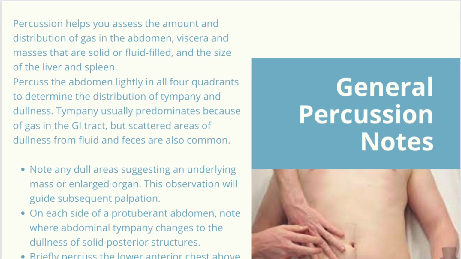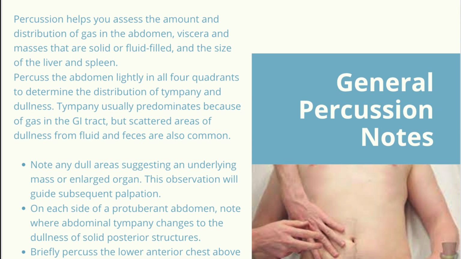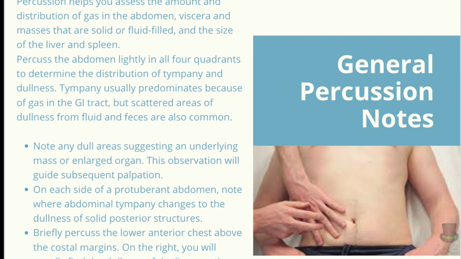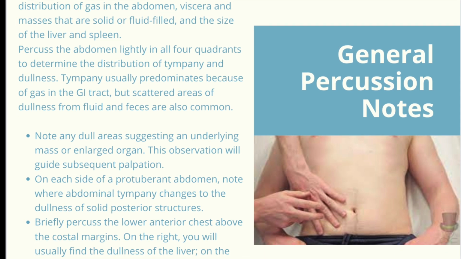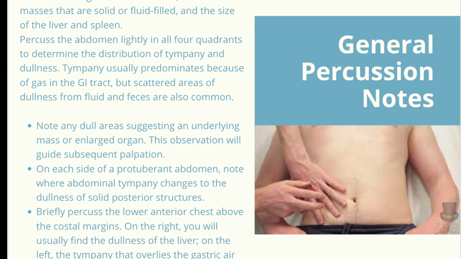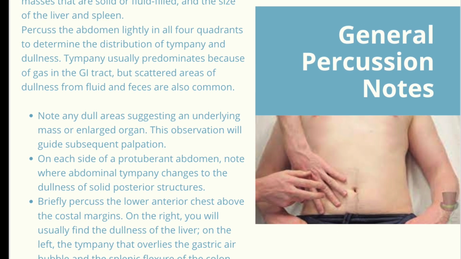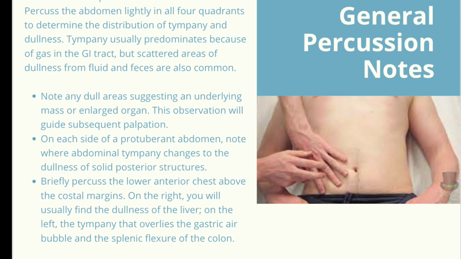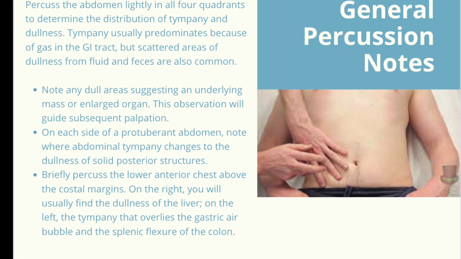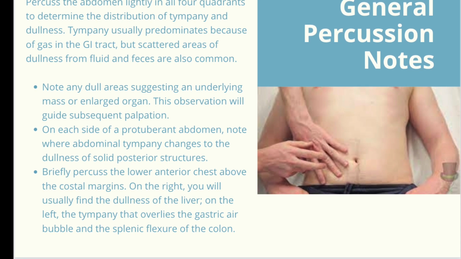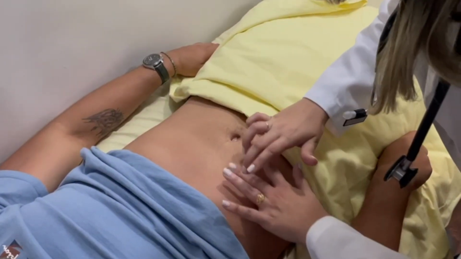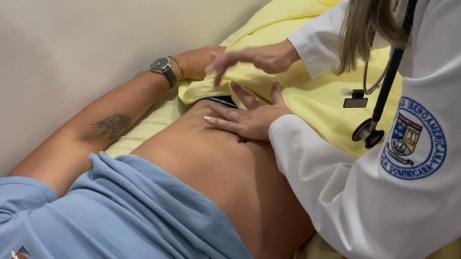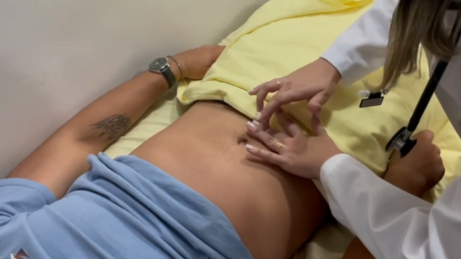When doing percussion of the abdomen, it's important to assess the amount and distribution of gas in the abdomen, viscera, masses that are solid or fluid filled, and the size of the liver and spleen. Tympanic sounds usually predominate because of gas in the GI tract, but scattered areas of dullness from fluid and feces are also common. There is no dull area suggesting an underlying mass or enlarged organ, in this case the liver, and this observation will guide subsequent palpation. When percussing the abdomen, you are assessing the distribution of tympany and dullness around the abdominal regions.